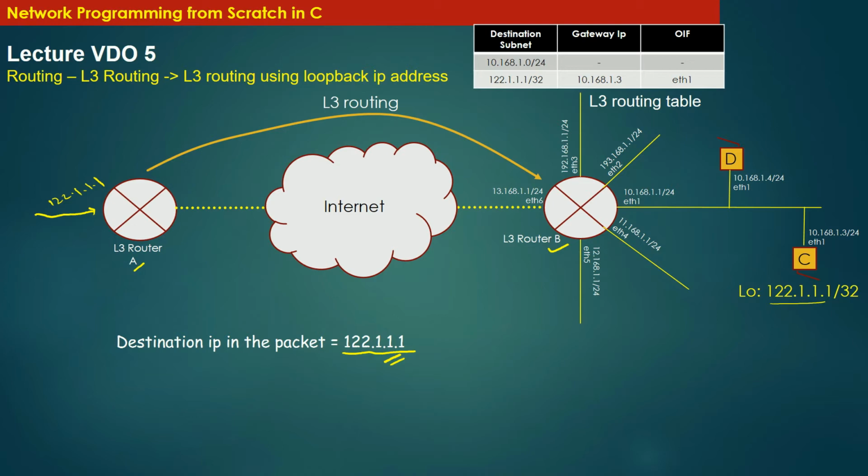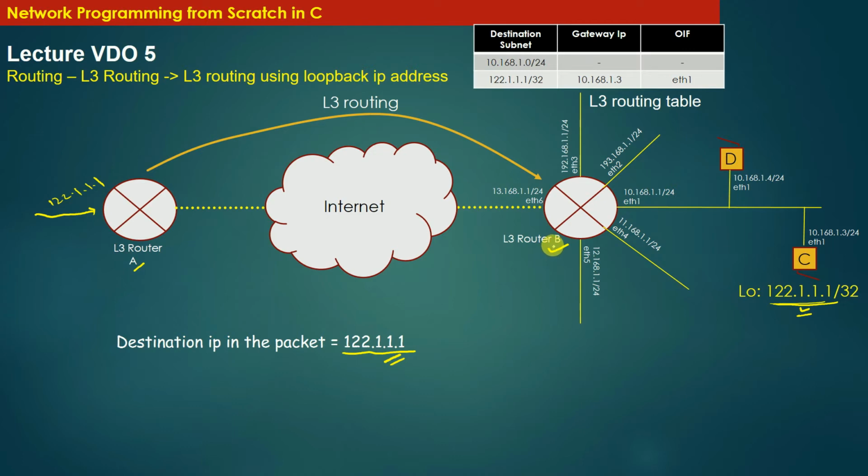Now again apply the concepts of L2 routing and L3 routing. When L3 router B receives a packet with the destination IP address 122.1.1.1, it will inspect the destination IP address and see whether it falls in any of its local subnets. Now in this case the answer is no. The destination IP address 122.1.1.1 does not belong to any of the local subnets of router B. It means router B knows that the packet belongs to some remote subnet.